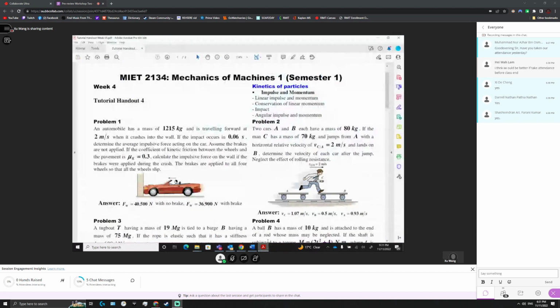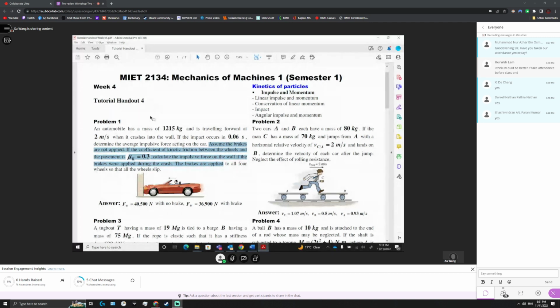Okay, so we start question 1, week 4, tutorial handout question 1. An automobile has a mass of 1,215 kilograms. It travels with a speed of 2 meters per second toward the wall and crashes into the wall. If the impact occurs in 0.06 seconds, determine the average imposed force acting on the car. This means the car, without braking, just drives at this speed and hits the wall. You are asked to find the average impact force, or imposed force.